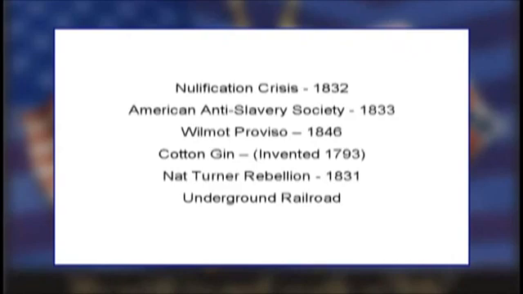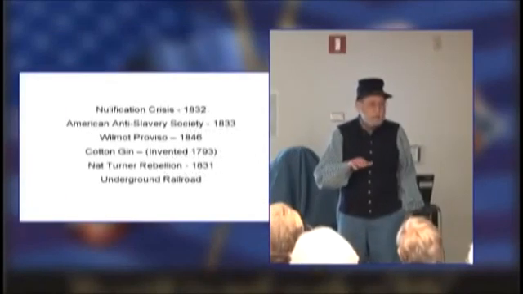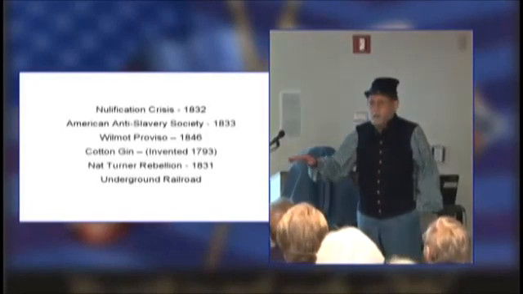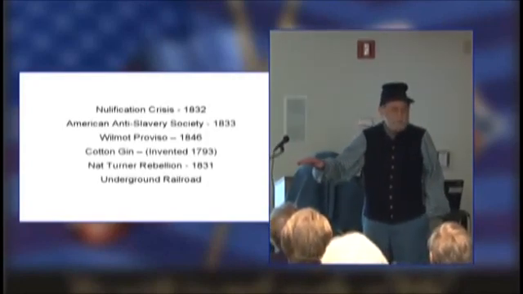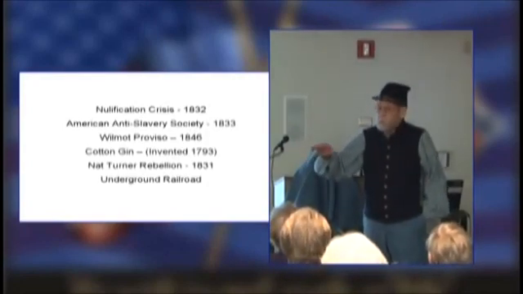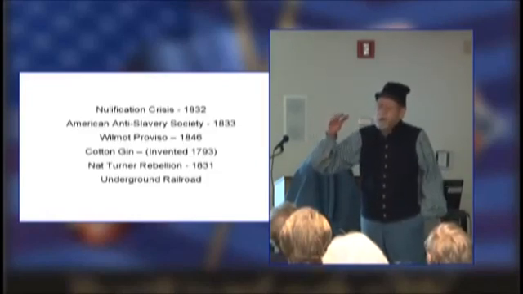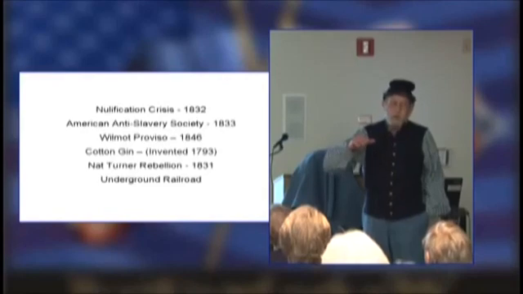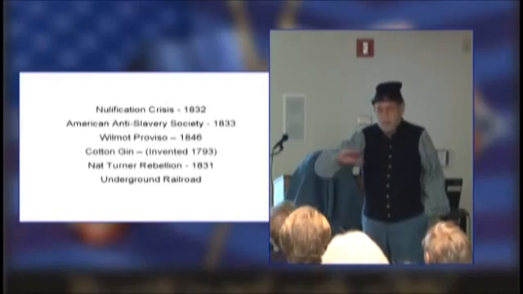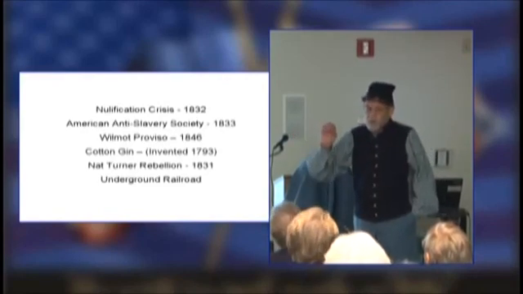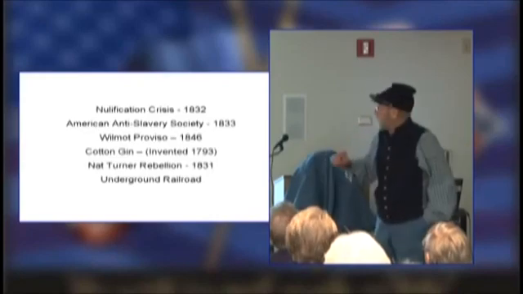Nullification crisis back in 1832. A group of southern states decided that they had the right to nullify any federal law that the federal government made. And so they said, hey, if you make a law we don't like, we'll nullify it. It was in effect for 1 year, and then a compromise came along and they got rid of that. They could nullify certain things, but not all.